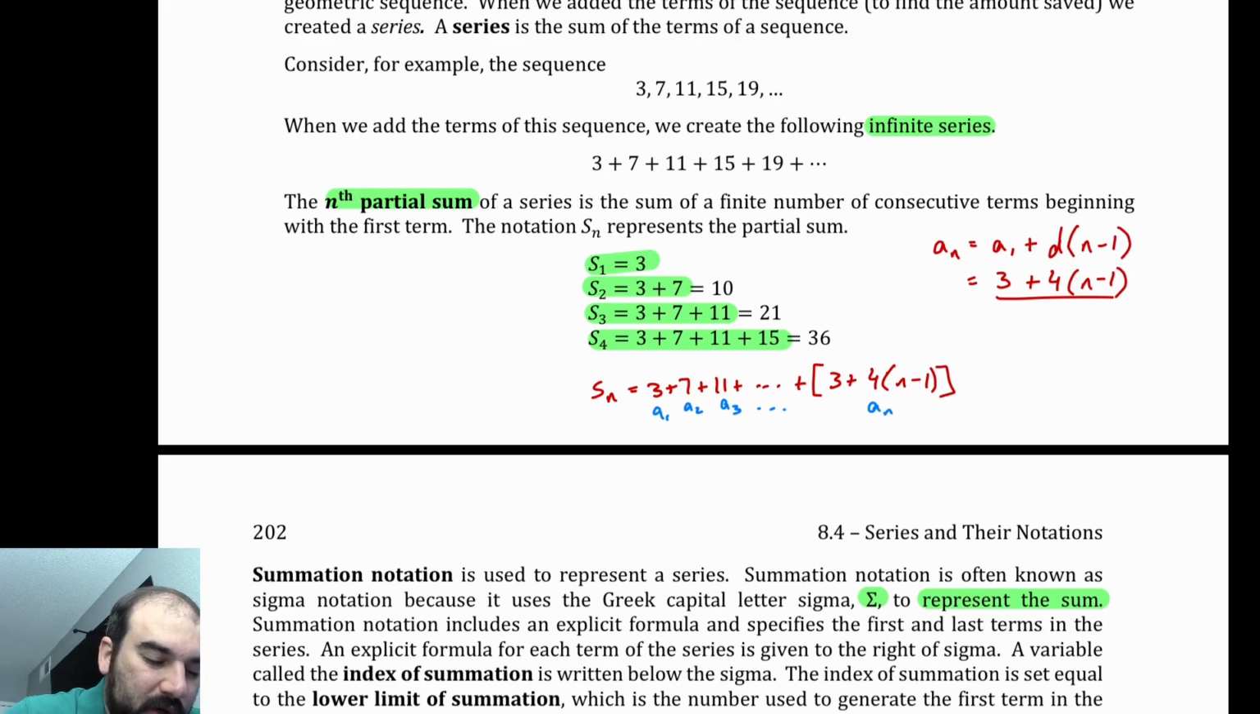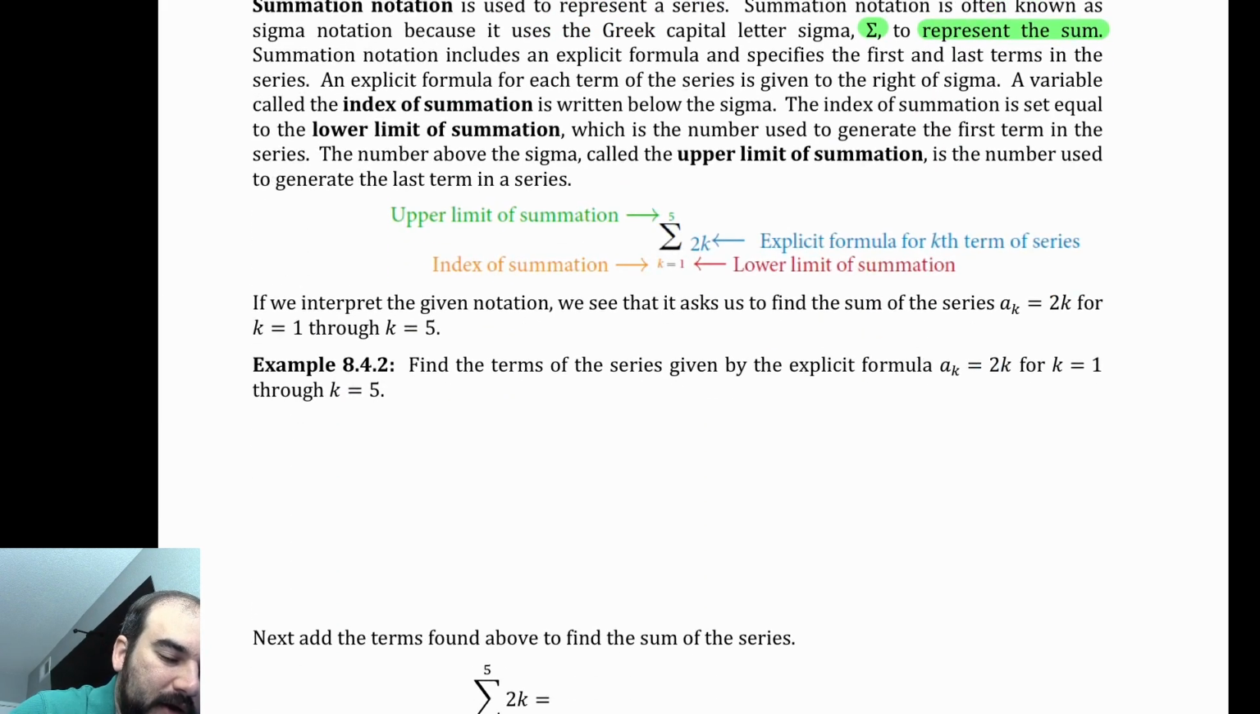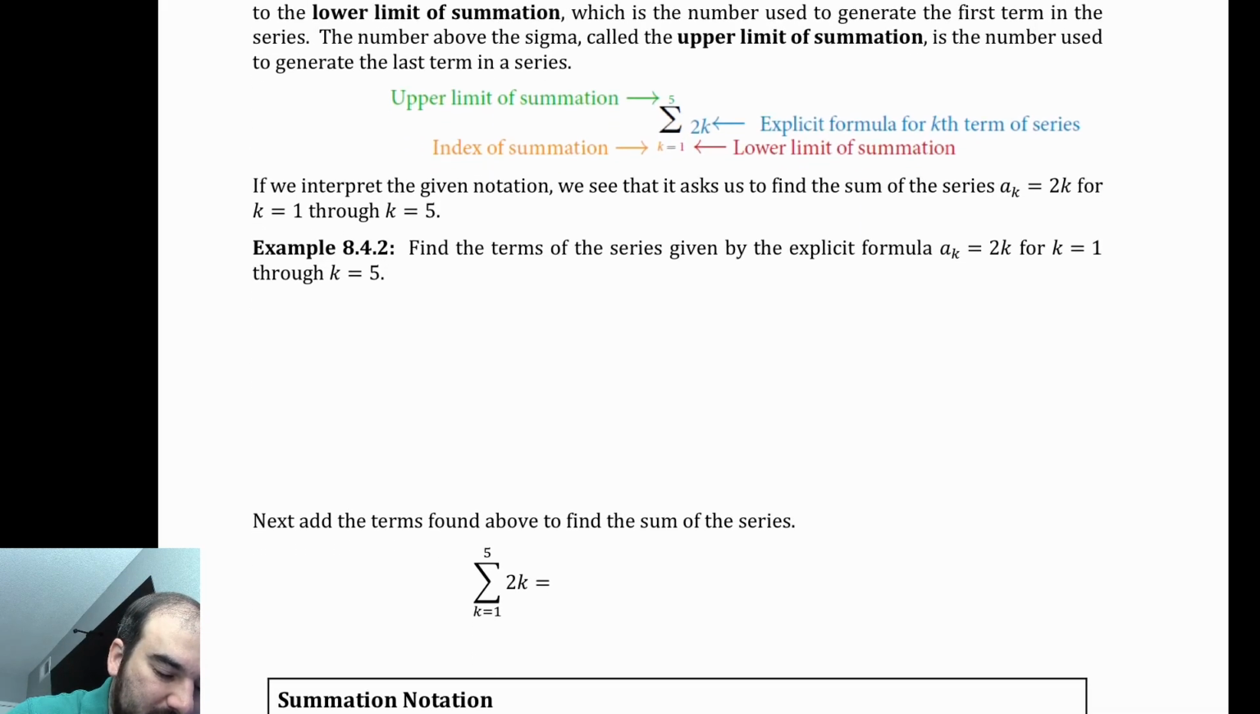So notice how this example here was adding the first 4 terms of the sequence. So we would plug in 1, 2, 3, 4, and we would get these 4 terms. And then once you get all of your terms, you add them together. So let me do a couple of examples here.